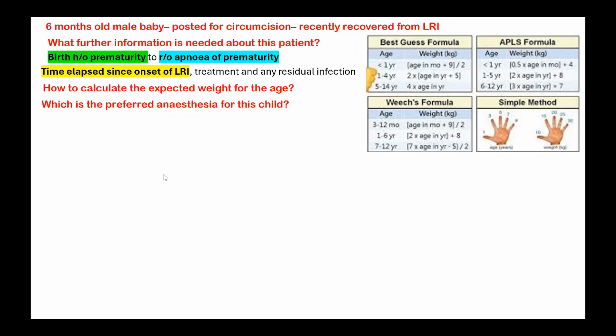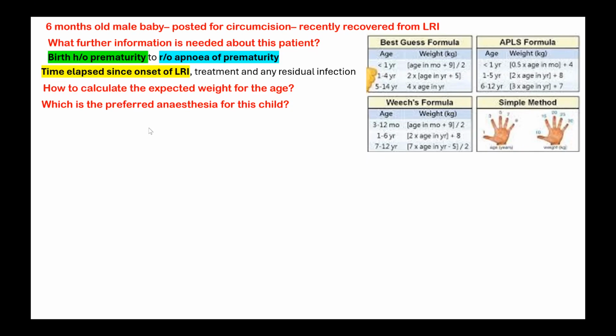What is the preferred anesthesia for this particular patient? General anesthesia with controlled mechanical ventilation. Patient has recovered from LRI recently. Local anesthesia. What local anesthesia? EMLA cream can be applied. The penile surgeon is not happy. He says, I have not operated with EMLA, I don't want it. Caudal anesthesia, sir.